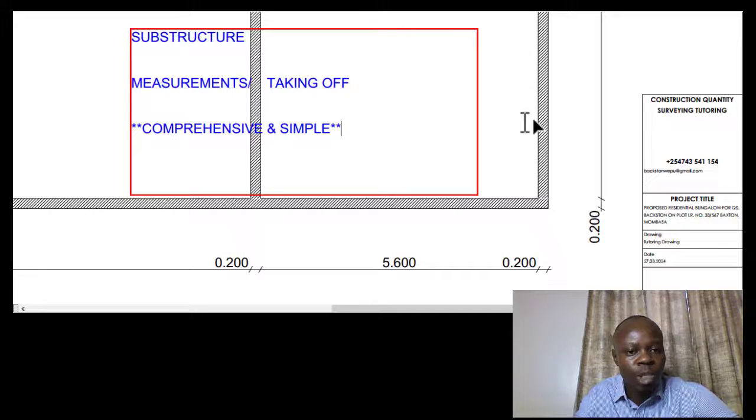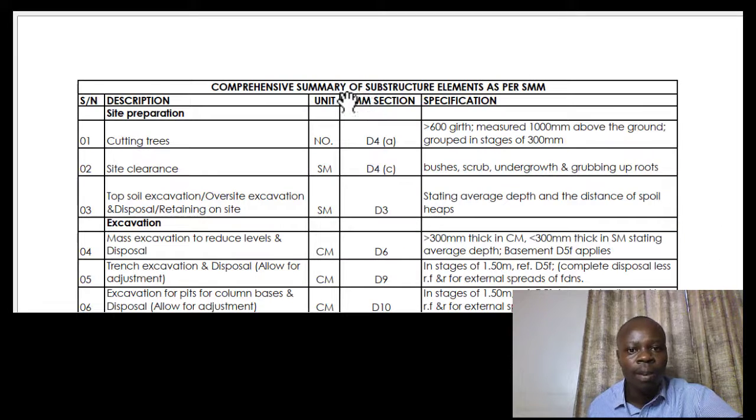So welcome to the session, and we are on. Where we'll start today, we'll go straight on. Previously, we had mentioned a summary of the taking off list of the substructures. From this summary, we just listed the items that need to be measured. That is a description of the items to be measured, and we also did have a unit for the items.